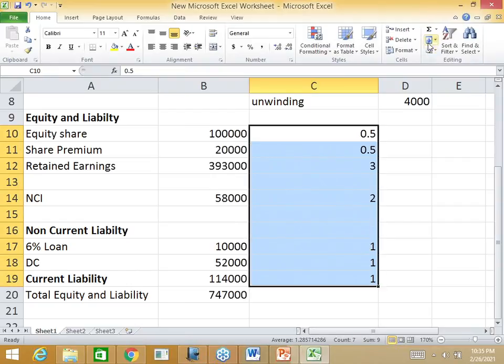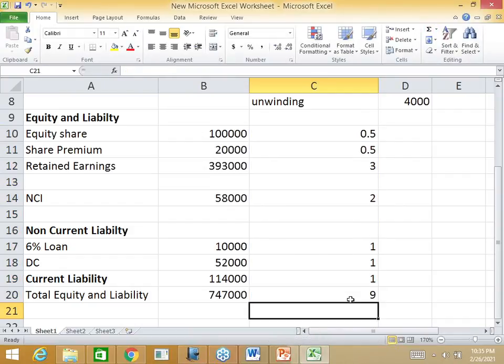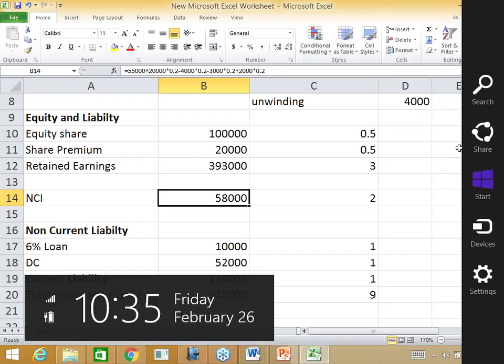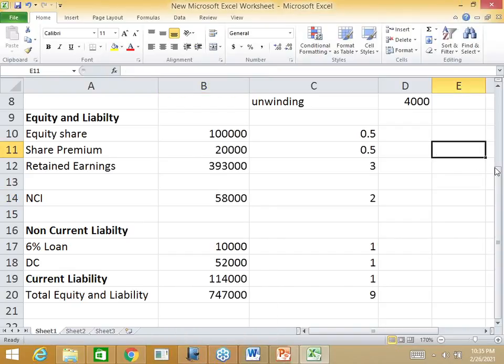So there are no marks for the totality. The total might be wrong, but the individual figures must be correct. Won't give the unwinding of profit for NCI. No, the unwinding of discount is actually the adjustment in the books of the parent company.